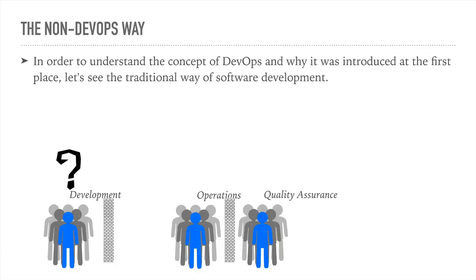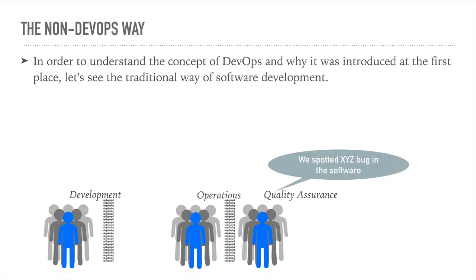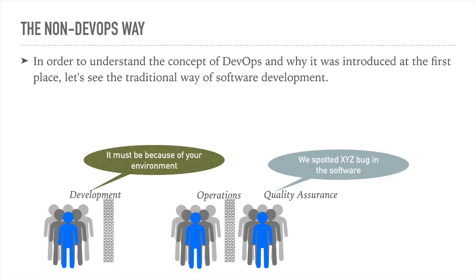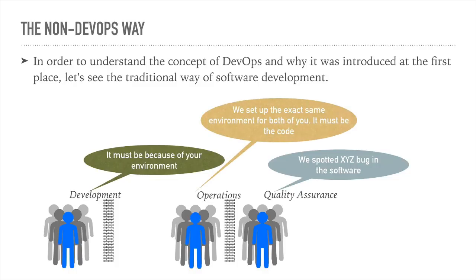A very common scenario happens when bugs are spotted. So when a bug is spotted, the quality assurance may say, we spotted XYZ bug in the software. The development team simply replies that the code is running fine on their environment and that the problem is in the environment used by the QA team or the quality assurance team. And of course, the operations team here replies that both environments have been set up exactly the same way for both the developers and the QA teams, and that the problem might be in the code. This finger pointing and this continuous defense continues all the way down till the application is finally released.